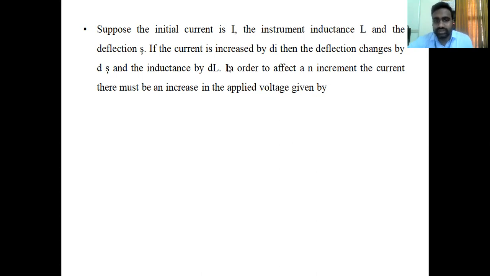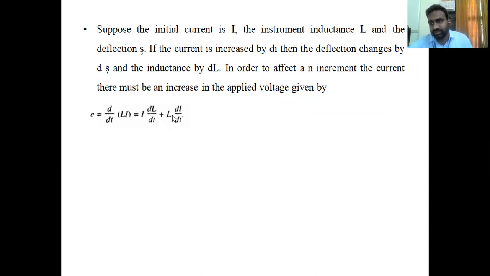So there is a change in current, a change in inductance, and a change in deflection. What will happen with respect to these changes? The total energy stored in the inductance is equal to the change in current, that is I into dL divided by dt, plus the change in inductance with respect to change in current.